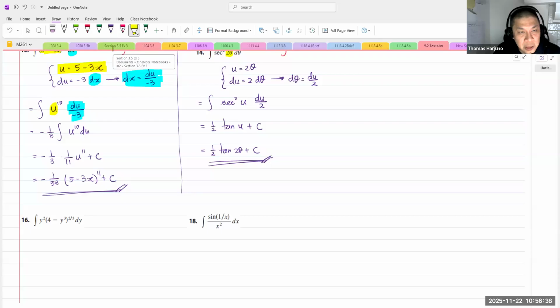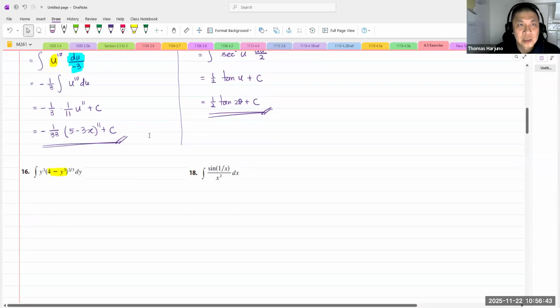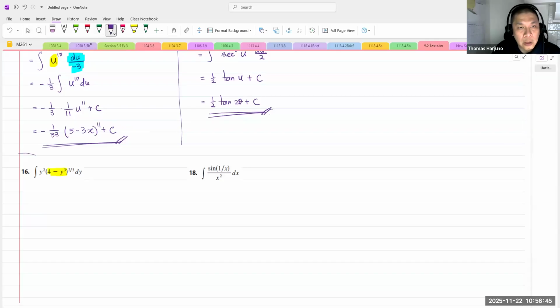Okay, number 16, let's say we have that y squared times this ugly guy, (4 minus y cubed) to the power of 2/3. Oh, wow.